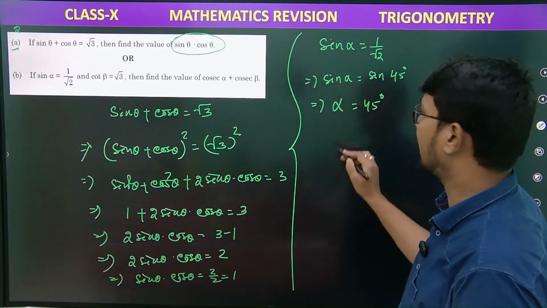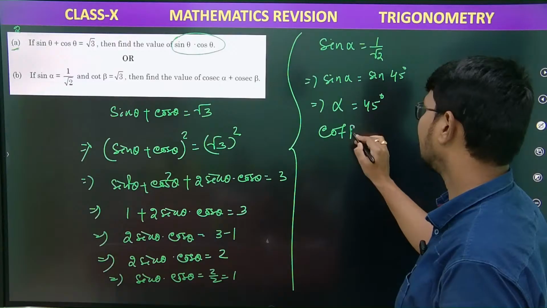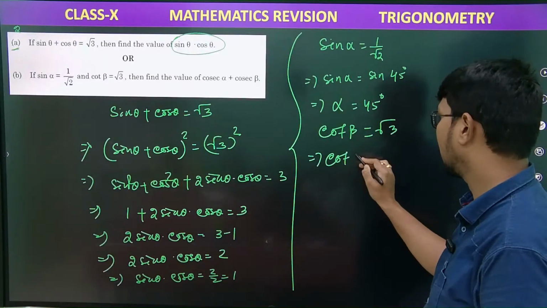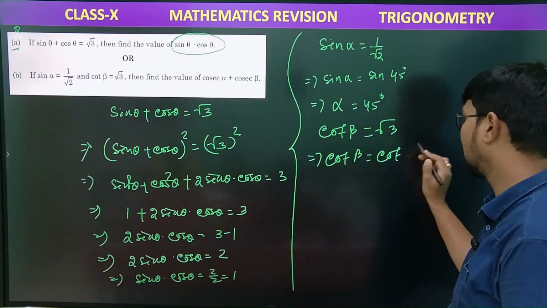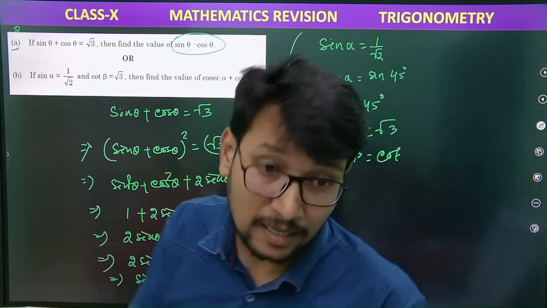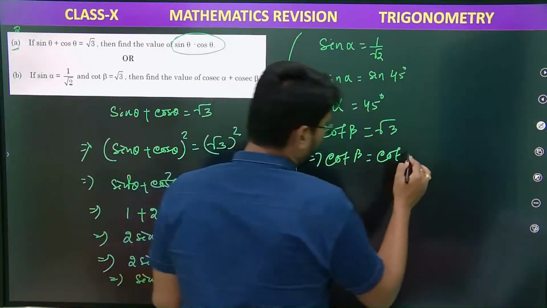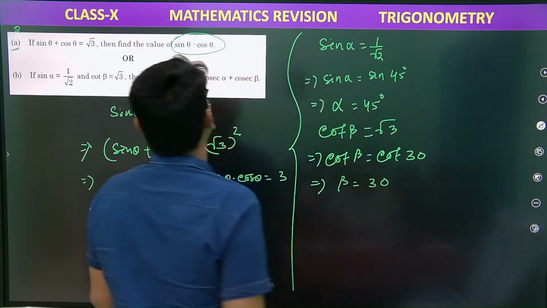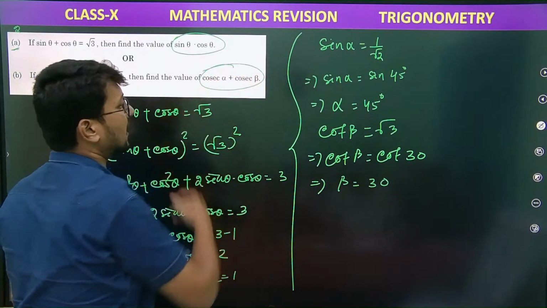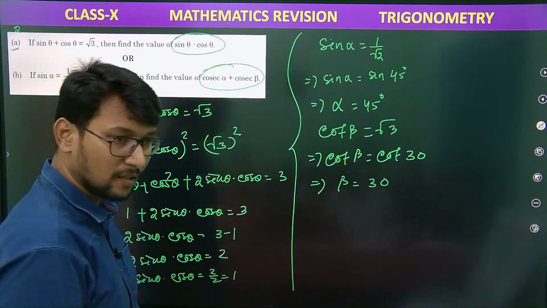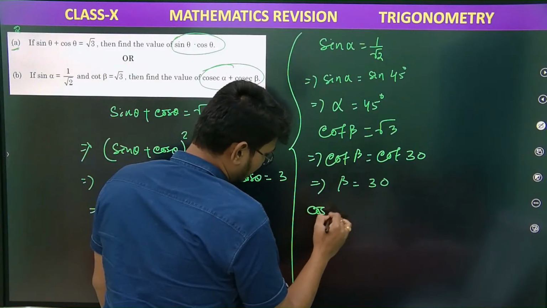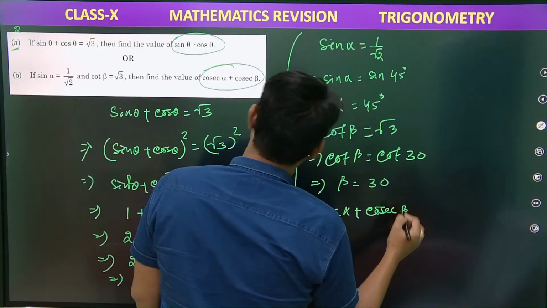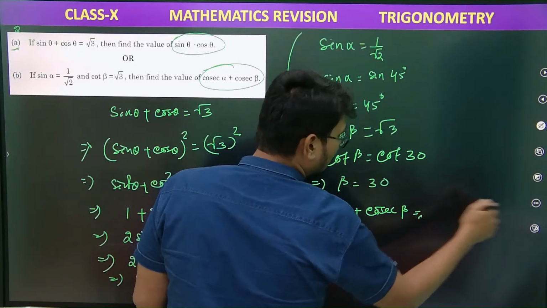Very good. Similarly, cot beta is given as root 3. And this implies cot beta equals cot which value? Cot 30. So therefore, beta equals 30. Hence, the question is asking about cosec alpha plus cosec beta. Got the values? So right now, cosec alpha plus cosec beta equals, we'll solve this.